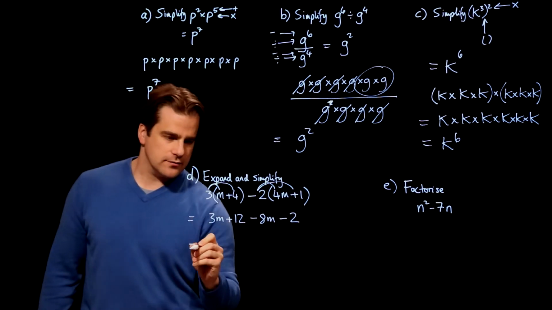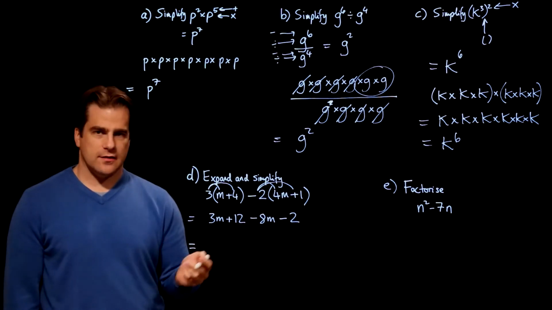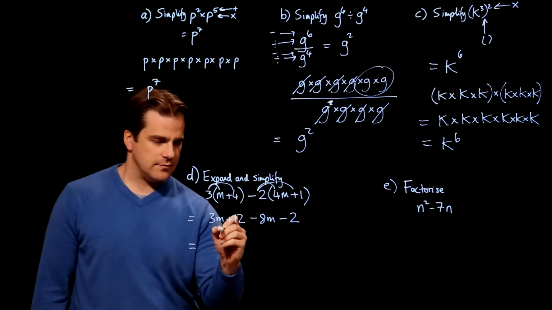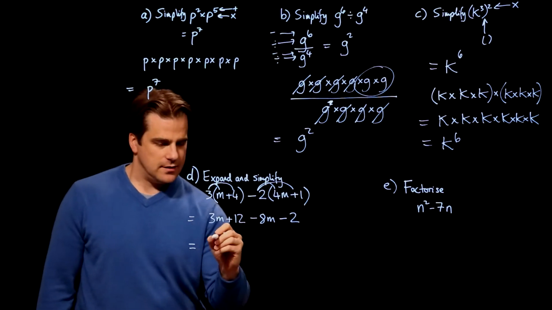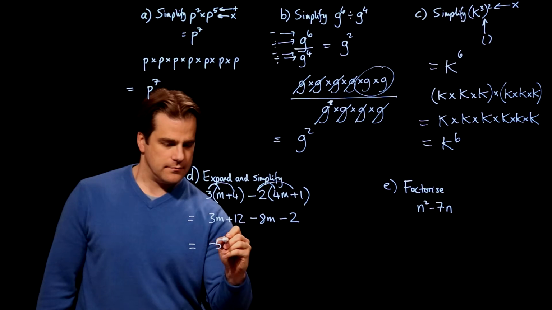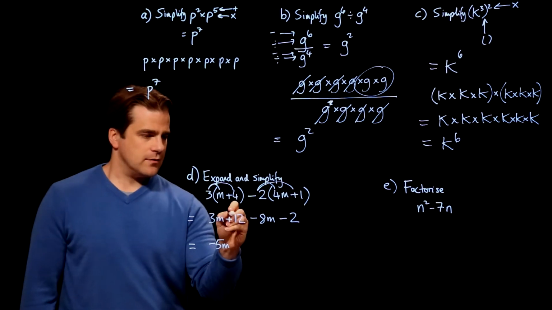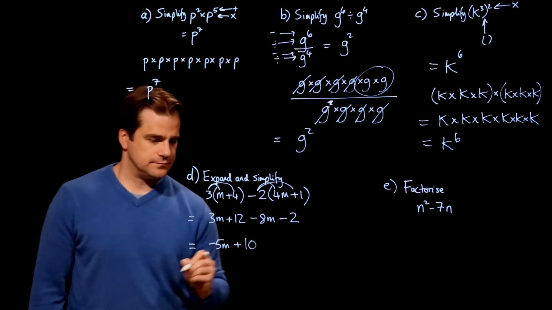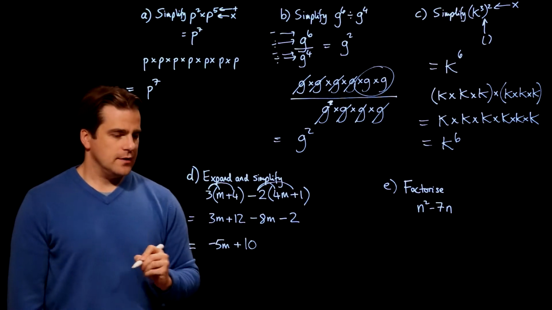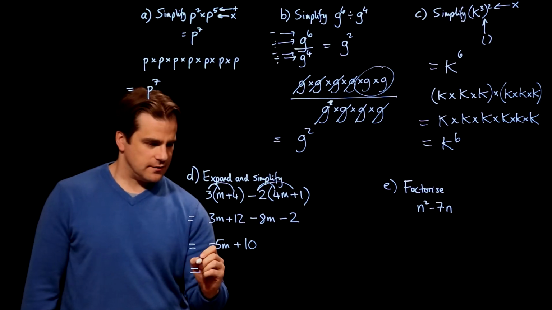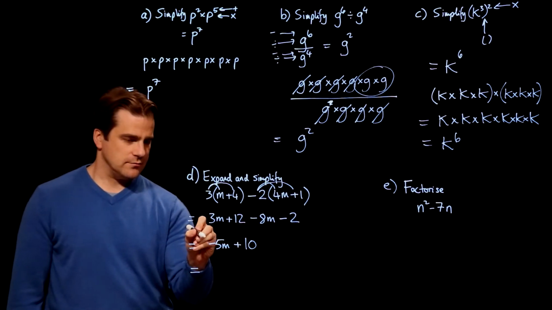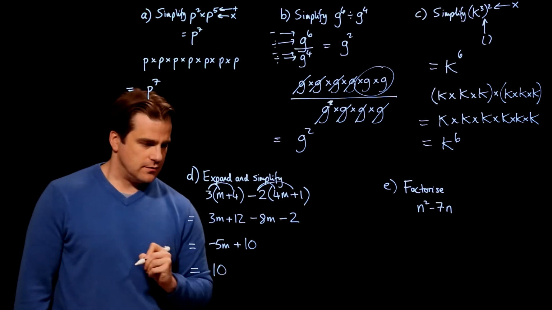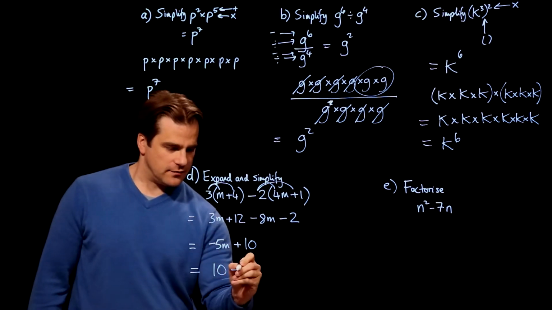Which equals, have to gather like terms. We've got a 3m and a minus 8m. So 3m minus 8m is minus 5m. We've got a plus 12 and minus 2, plus 10. And it looks much nicer if you don't start with a minus. So we'll just swap the order and write it as 10 minus 5m.